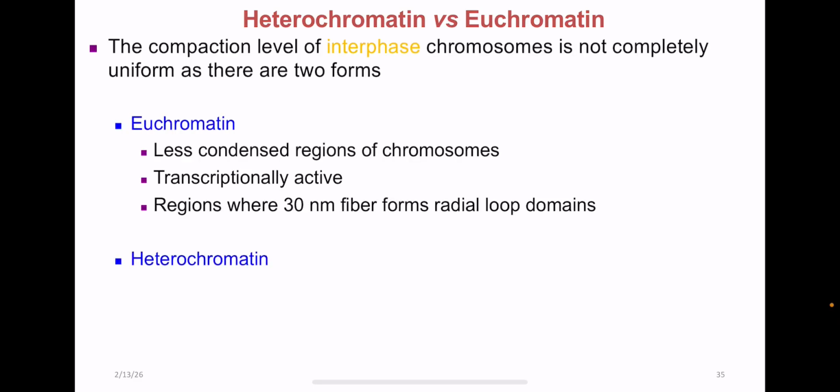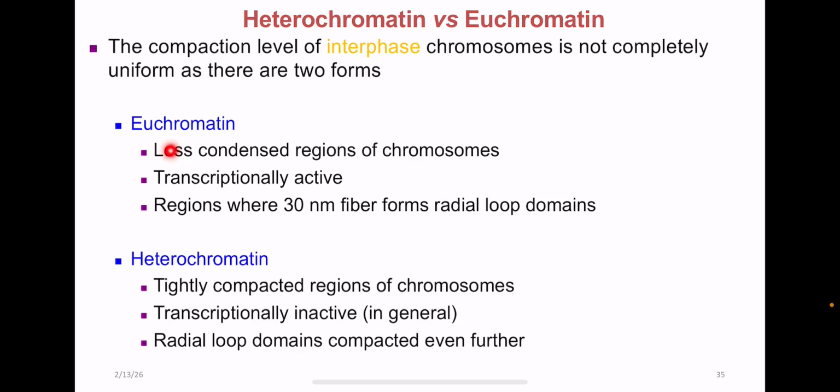So let's look at the differences between heterochromatin and euchromatin, as I think I've already mentioned enough about them. Euchromatins are less condensed. From this diagram before us, you can tell. So the euchromatin actually mostly ends at the 300 nanometer stage. They are less compact and they are transcriptionally active, so that means they can be transcribed. Those are where we form the radial loops, and in the heterochromatin they are tightly compacted. That means the radial loops are further compacted, and they are transcriptionally inactive in general.